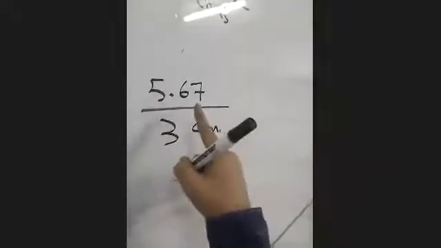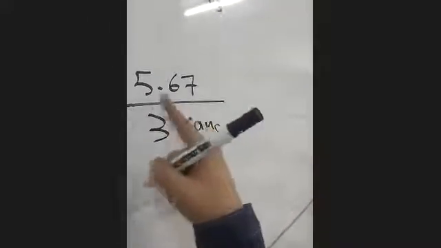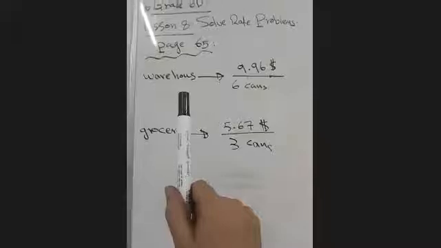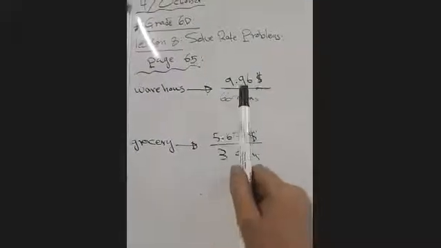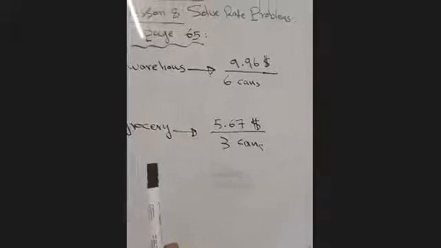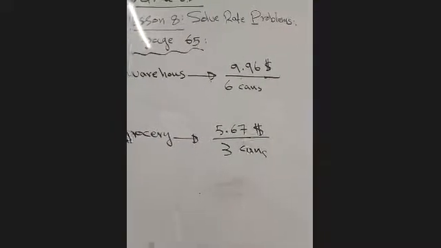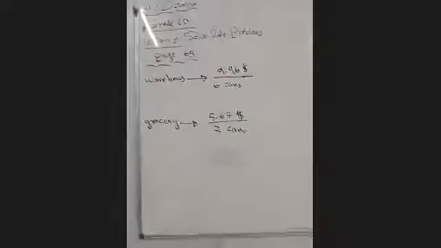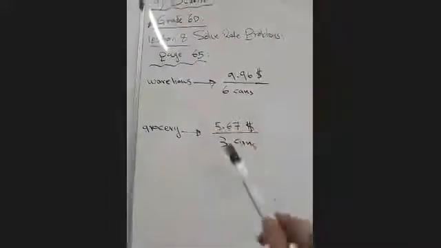3 cans for how many dollars? For $5.67. Yes, yes. Focus with me. 67 like this. Dollar. Again, guys, in the warehouse, the 6 cans are sold for 9.96. In the grocery house, if we want to buy 3 cans, the price of them is $5.67. So we have 2 rates, each rate for a specific store.